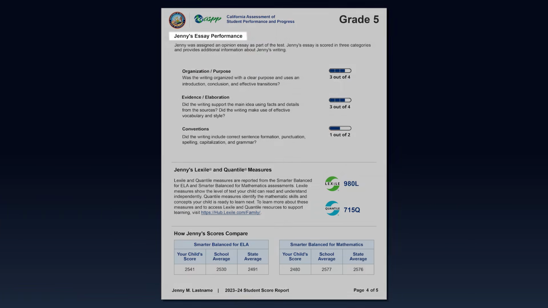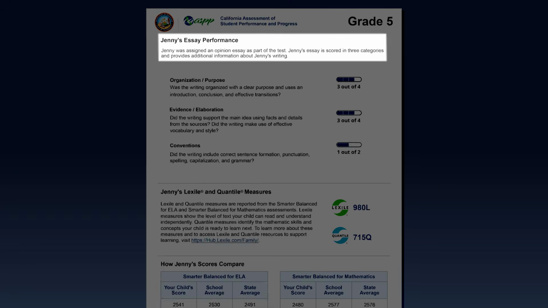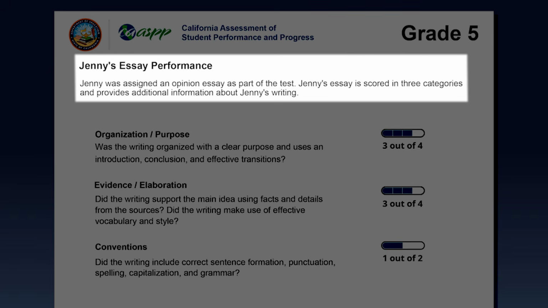On page 4, we can review Jenny's essay performance, her Lexile and quantile measures, as well as how Jenny's score compared to the averages for Jenny's school, as well as the state. The top section contains Jenny's essay performance. The type of essay Jenny was assigned is stated in the first sentence.